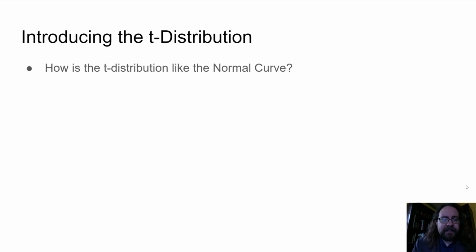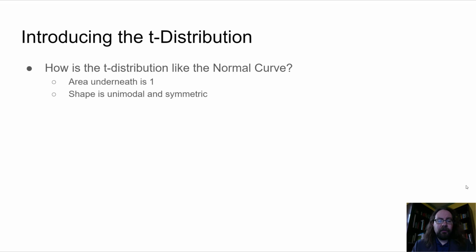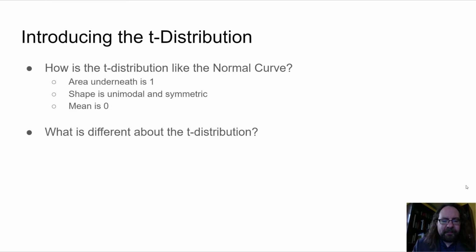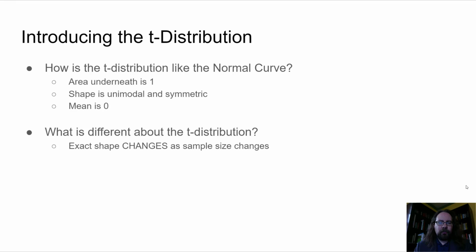So let's first review how a t-distribution is like the normal curve. Like the normal curve, the area underneath it is 1, and this is necessary because it is a probability density curve. Its shape is unimodal and symmetric. And like the normal curve, its mean is 0. So the center of the t-distribution is on 0, just like the normal curve. But obviously it's not the same, so the big question is, how is the t-distribution actually different? Here's the kicker. The t-distribution's exact shape actually changes as your sample size changes. And this is completely new because the normal curve had the exact same shape no matter what the situation was.